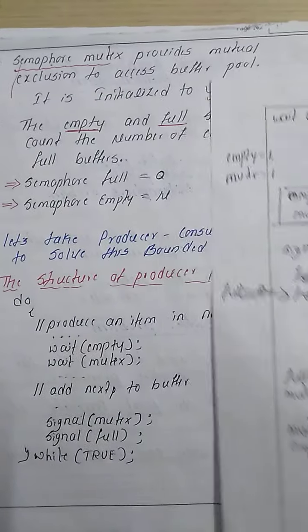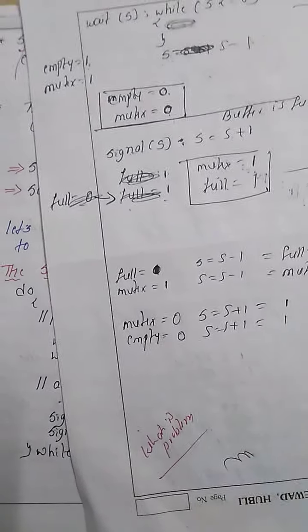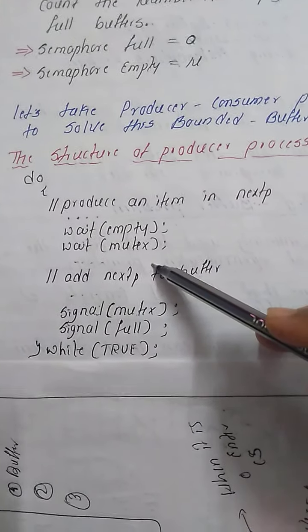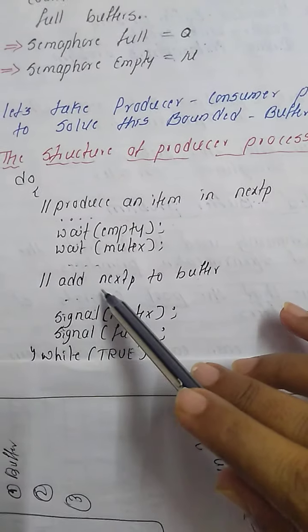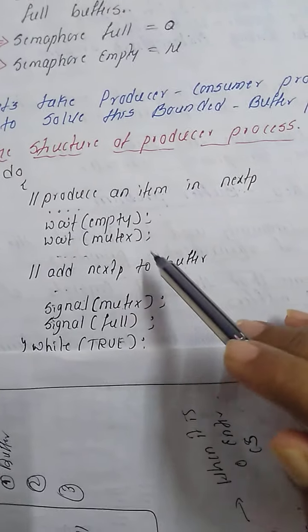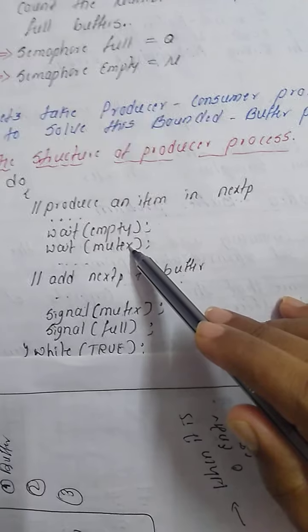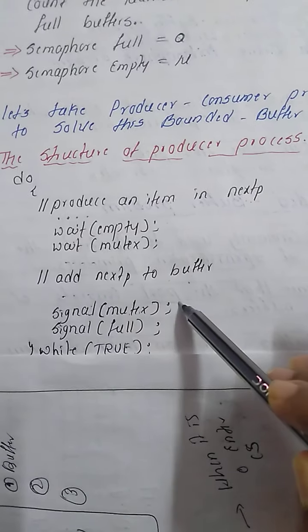Mutex, what is a mutex? Its value is 1. Decrementing, it becomes 0. When it becomes 0, the producer enters the critical section, and there it produces the item: add next p to the buffer. It is produced now. Now signal mutex. The previous mutex value is 0; signal increments the value by 1, so it becomes 1.